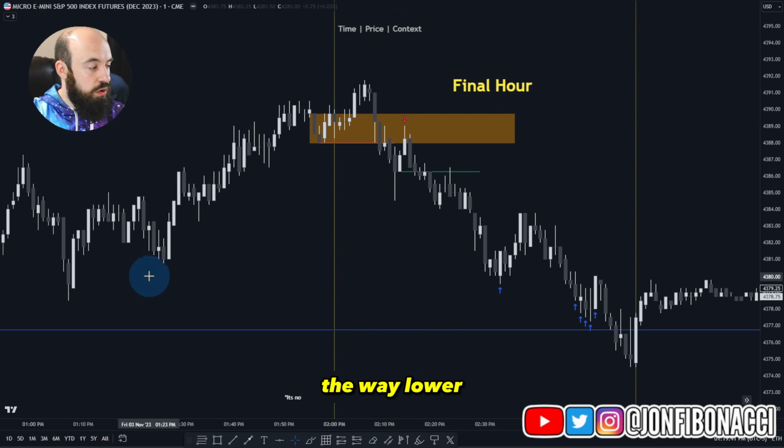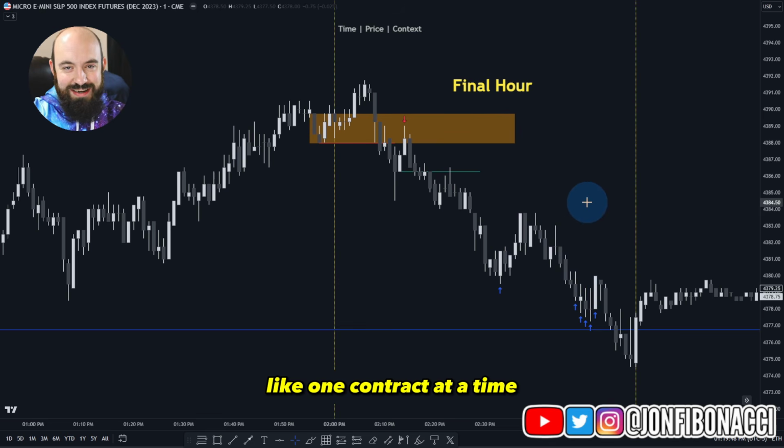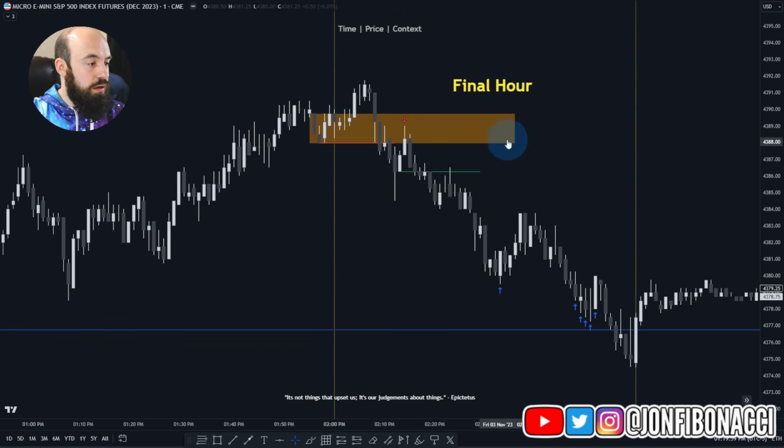And then on the way lower, this new low, I exited. And then I just messed around and exited like one contract at a time when it was down here. And then right before the close, it finally traded lower and below those lows that we discussed earlier. So again, mitigation setup to trade lower.